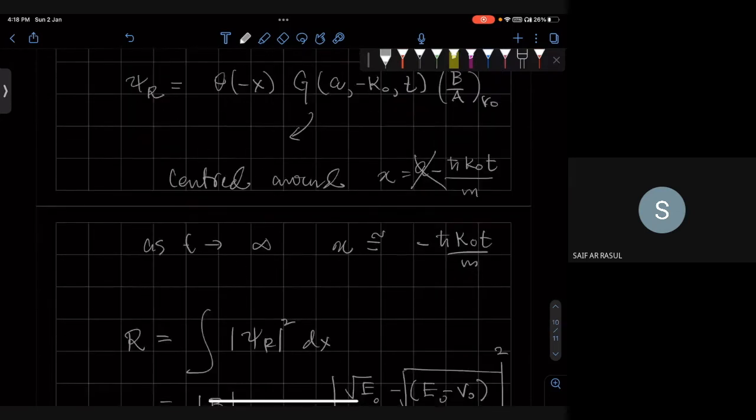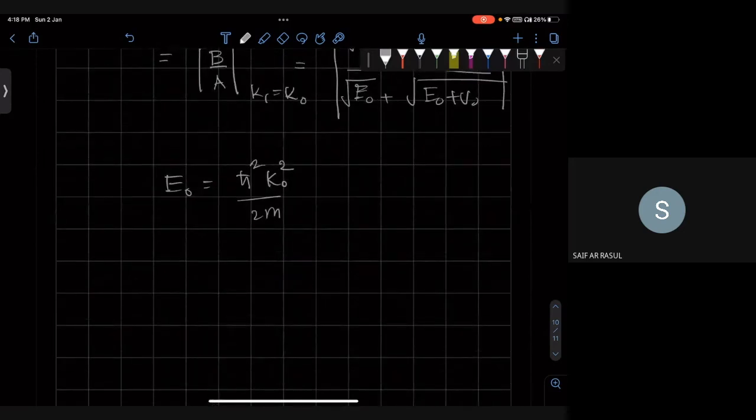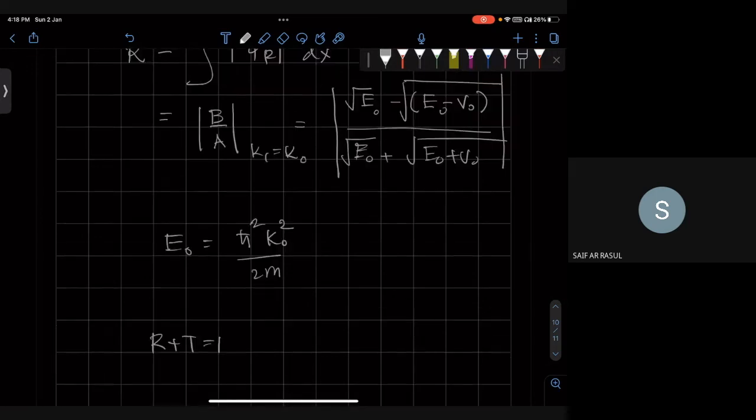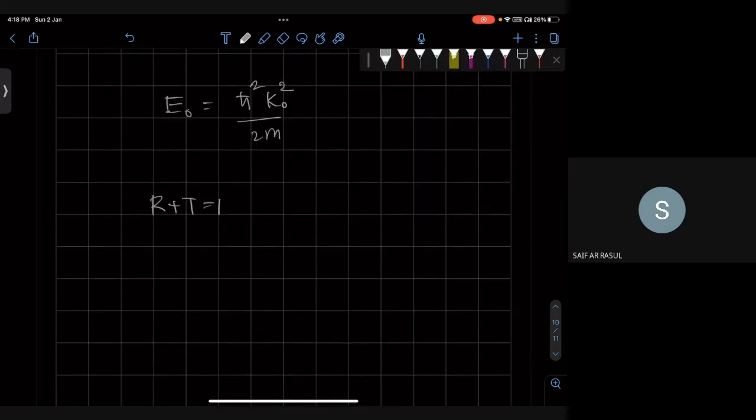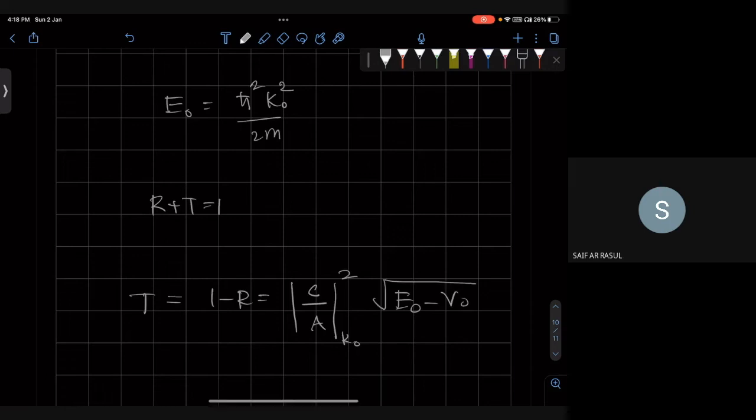Now, doing the same thing and working out psi t, which is the last term, you can work out the transmission coefficient, but there's an easier way. You know that R plus T is 1, so you can just subtract R from 1 and then you get T, which is C over A evaluated at k naught, equal to the square root of E naught minus V naught divided by the square root of E naught.